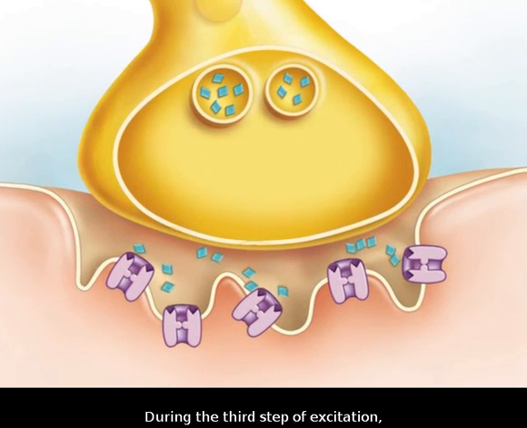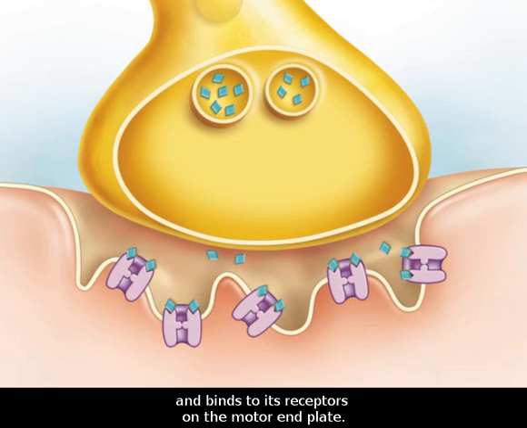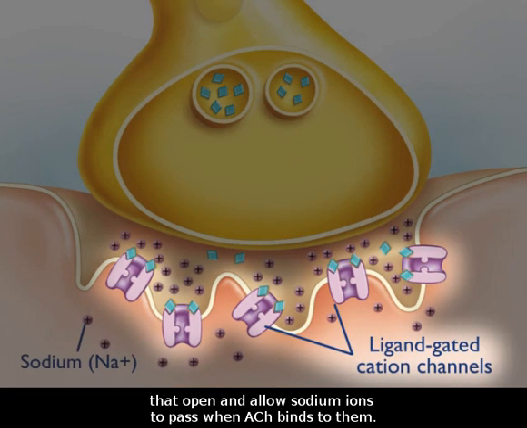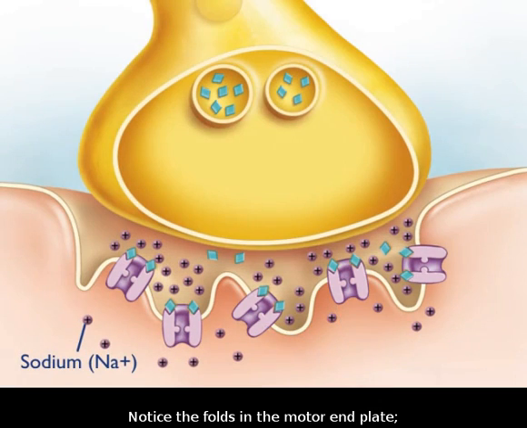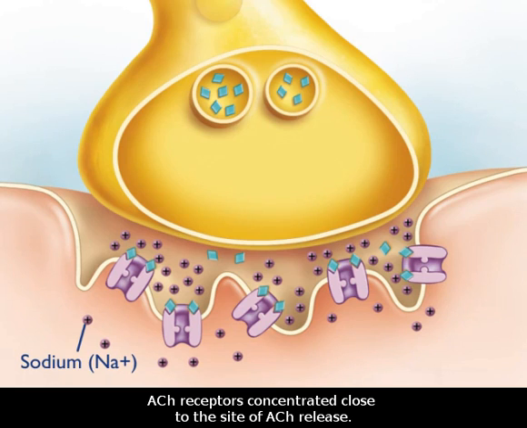During the third step of excitation, acetylcholine quickly diffuses across the cleft and binds to its receptors on the motor end plate. Acetylcholine receptors are ligand-gated cation channels that open and allow sodium ions to pass when acetylcholine binds to them. Notice the folds in the motor end plate. These increase its surface area so there can be many acetylcholine receptors concentrated close to the site of acetylcholine release.